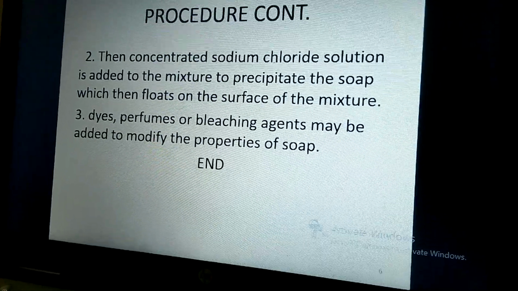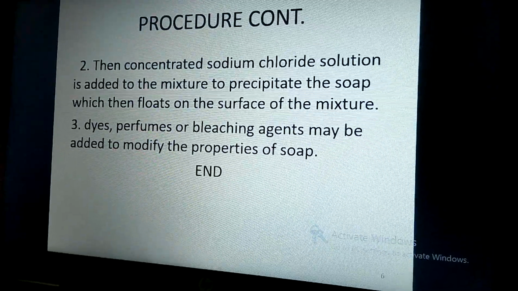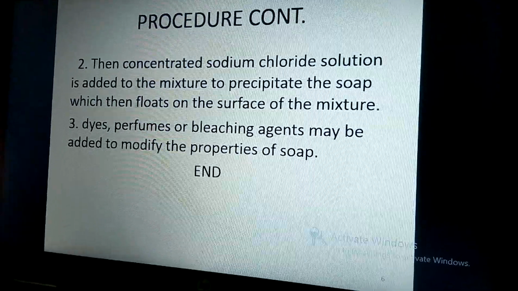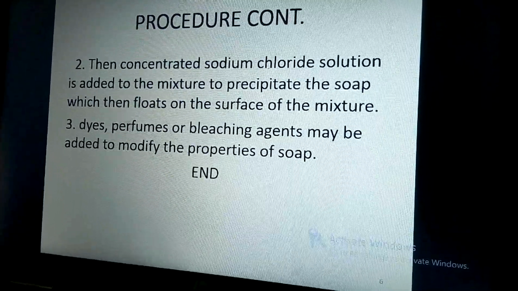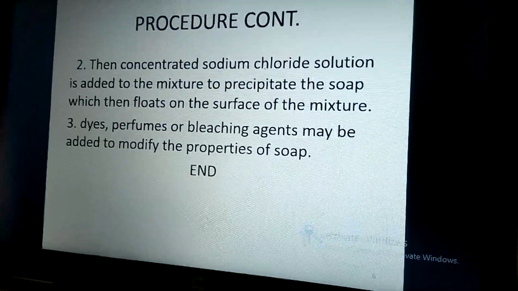After soap has precipitated out, we now move to the third step in our procedure, where dyes or perfumes or bleaching agents are added to the soap to modify its properties.